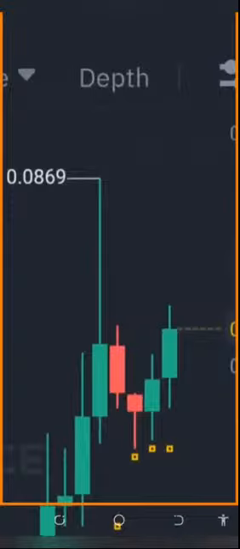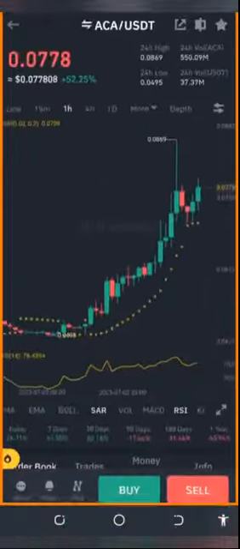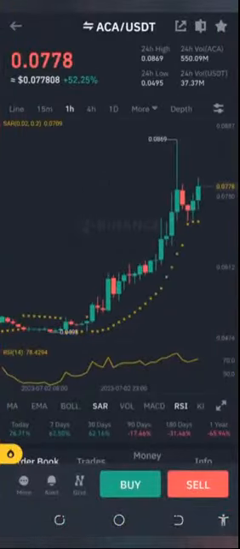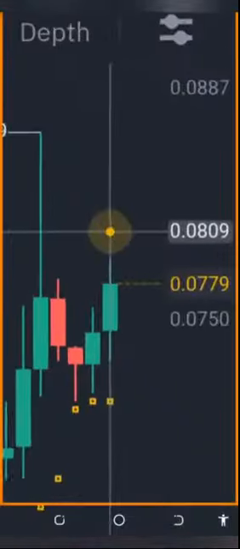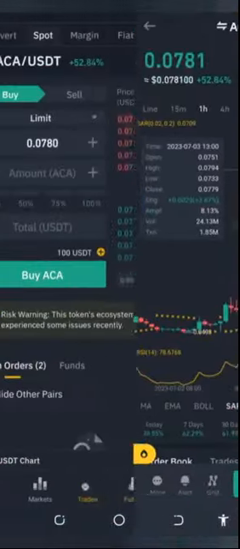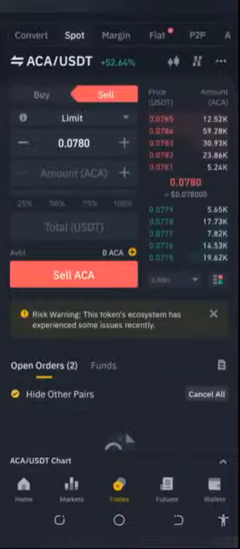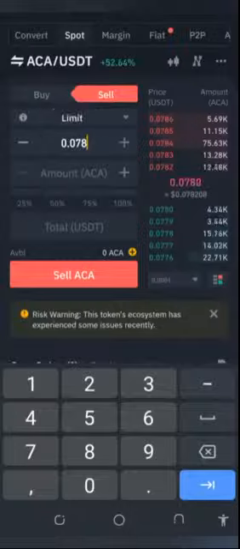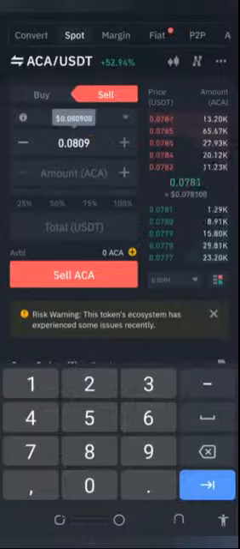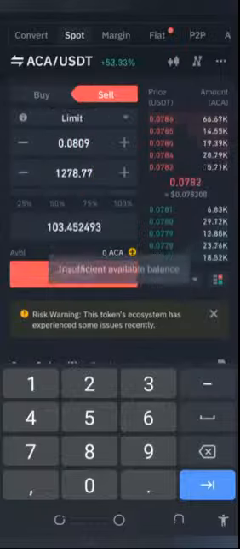It got to 86. Okay, let's not be that outrageous, but maybe somewhere on top of here, right? So let's see what that gives us. Okay, 0809. All right, let's get into it. So we put in the sell, and then we put in 0809. Is that 809? 0.0809. All right, so let's put that there.